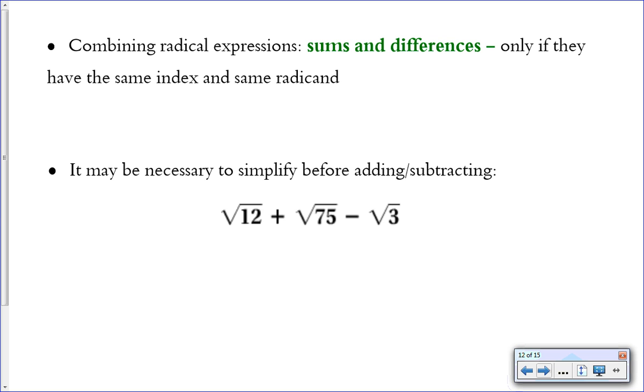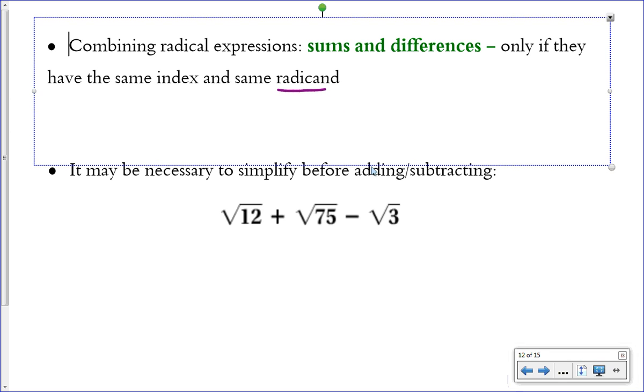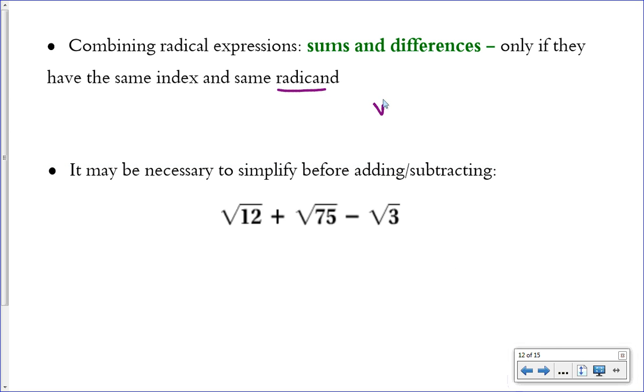Combining radical expressions by adding and subtracting. Note you can only do this if they're exactly the same radical, as in they have the same index and the same number under the radical sign, which is called the radicand. So I can subtract and add if I have a square root 3 plus, let's say, 5 square root 3. This is kind of just like combining like terms. I can combine those and get 6 square root 3, right? Because there's 1 of these and 5 of those, and therefore you can add them together.